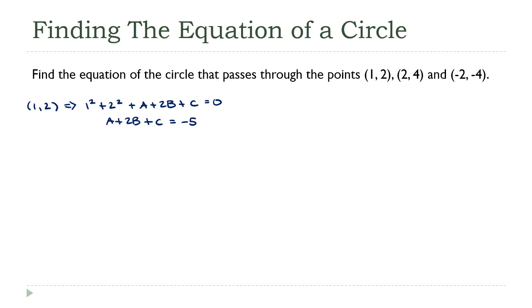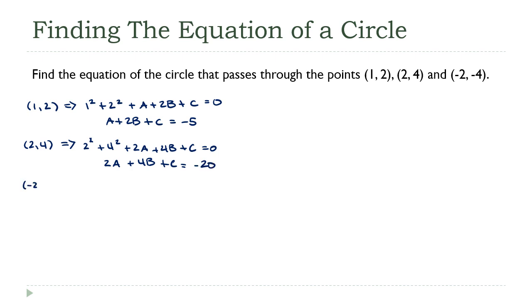All right, so we put 2 comma 4 into there. It's 2 squared plus 4 squared plus 2a plus 4b plus c equals 0. So this is 4 and 16, that's 20. Excuse me, I lost the c. Okay, so that's 2a plus 4b plus c equals negative 20.